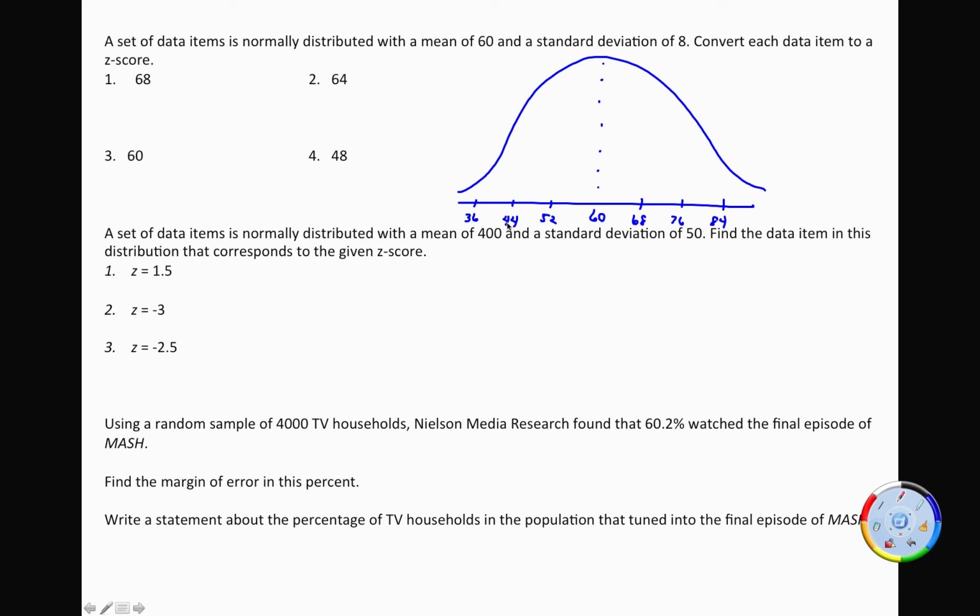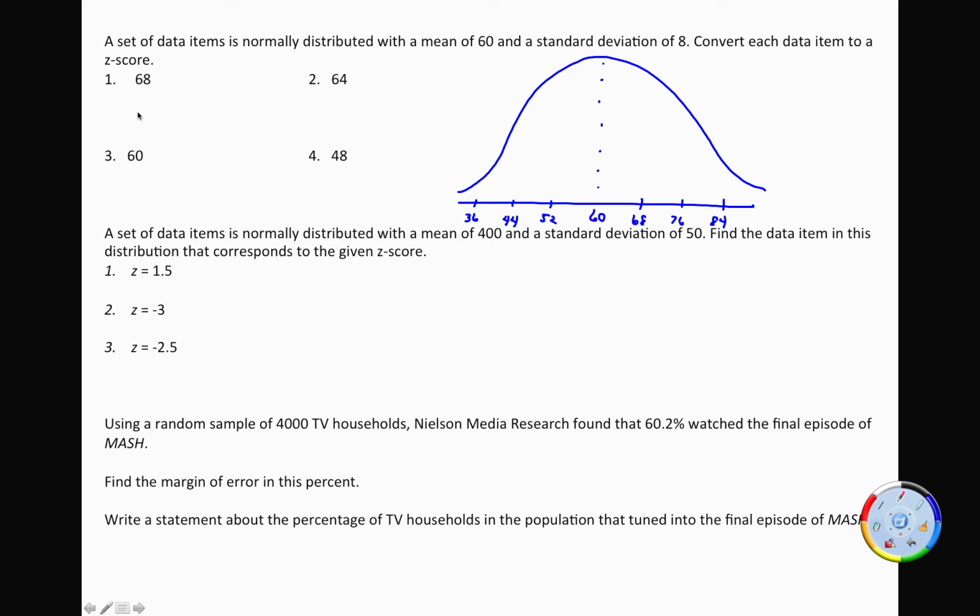Right? Let me make sure I have the right numbers. 36 plus 8 is 44. Plus 8 is 52, 60, 68. Okay, looks good. Oh, we're converting each data item to a z-score. So that's fine.